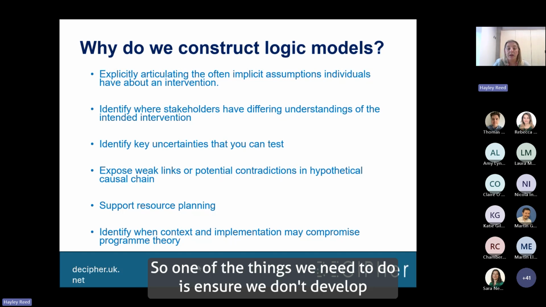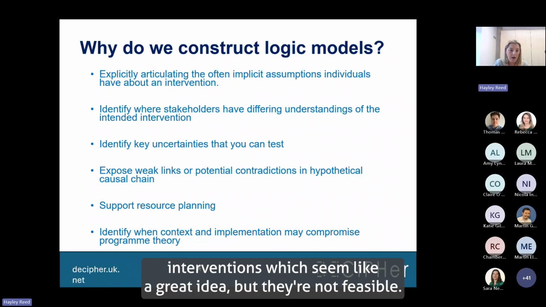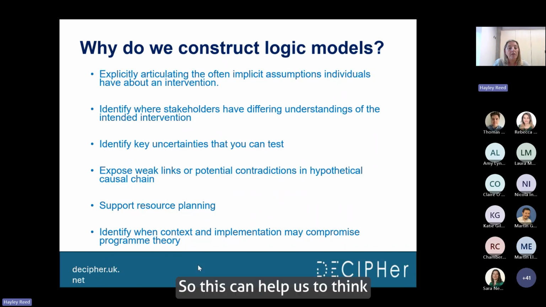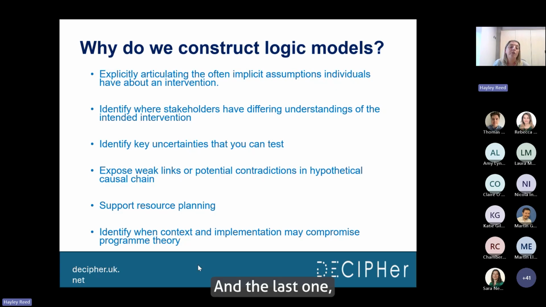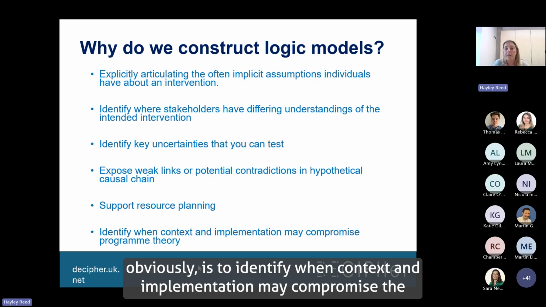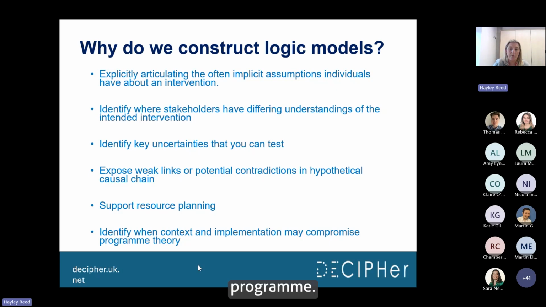So one of the things we need to do is ensure we don't develop interventions which seem like a great idea, but they're not feasible. So this can help us to think about what resources we need before we think about delivering an intervention. And the last one, obviously, is to identify when context and implementation may compromise the programme.